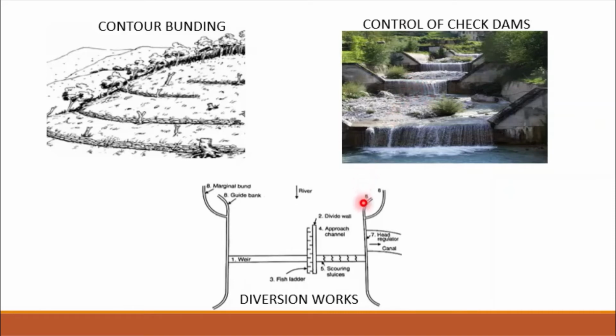Next comes diversion headworks. These are projects where a structure called a weir is constructed to increase the water level in the river flow, and the water is taken off through a canal. This water which goes through the canal is regulated and maintained by the head regulator. The other components are divide wall, approach channel, fish ladder, scouring wall, guide bank, marginal bund, etc.